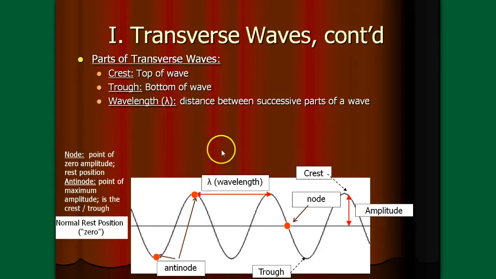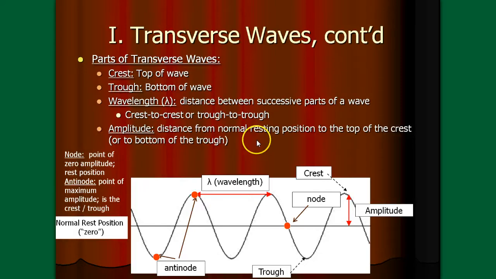And the wavelength is simply the distance between successive parts of the wave. For instance, the distance from one crest to the next, or it could be from one trough to the next trough, or it could be from one node to the next node, as long as they're on the same parts of the wave. So that would be from here to here. Could be from one antinode to the next antinode, whatever, as long as they're on the same parts of the wave. The point is, the wavelength is the length of one wave, the distance between successive parts of a wave. So like I said, crest to crest or trough to trough is the easiest way to measure a wavelength.